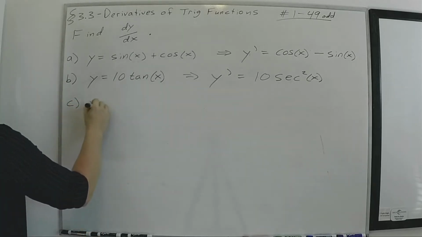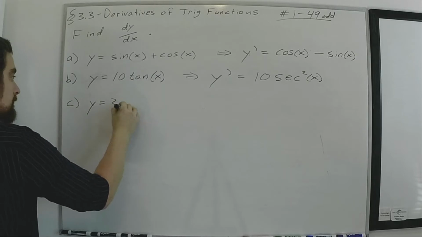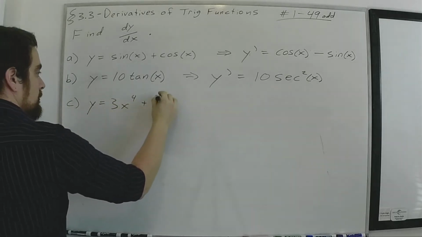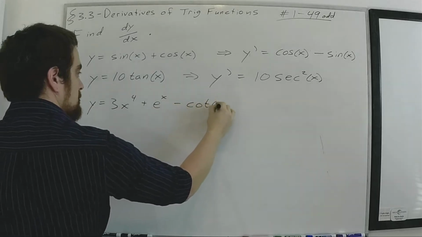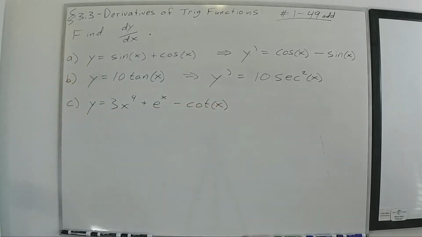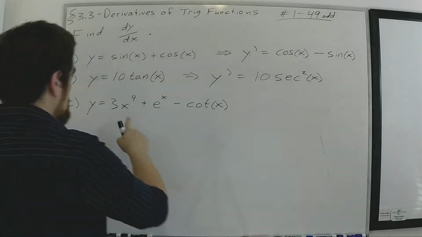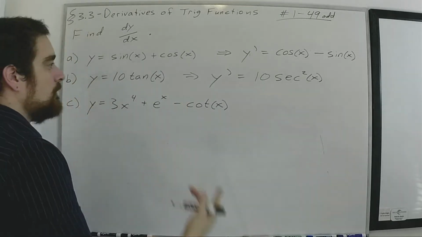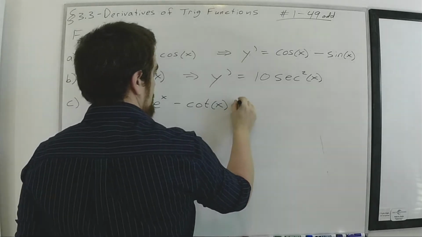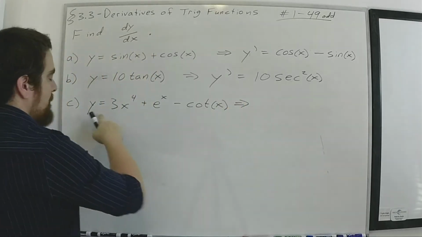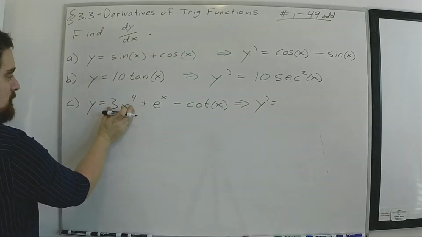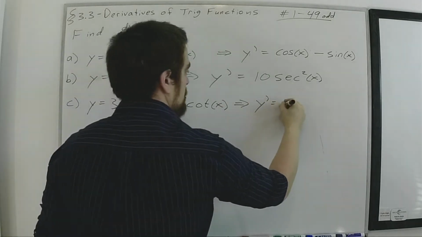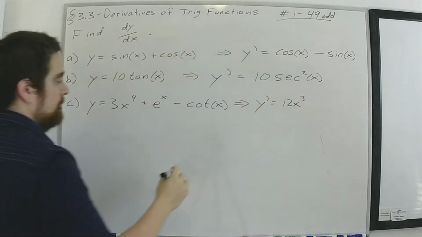Let's take a look at y equals 3x to the fourth plus e to the x minus cotangent of x. Now when we differentiate this, again, term by term by term, we're familiar with this stuff. So that means we're going to get y prime. I differentiate this first term here, I get 12x cubed. That's just going back to the old power rule.